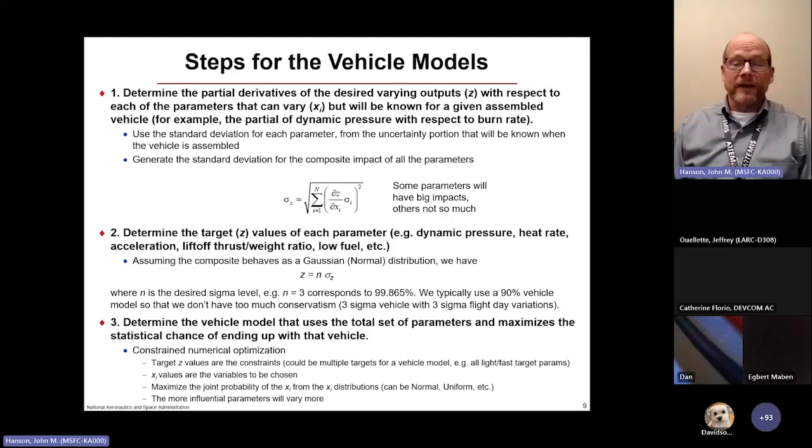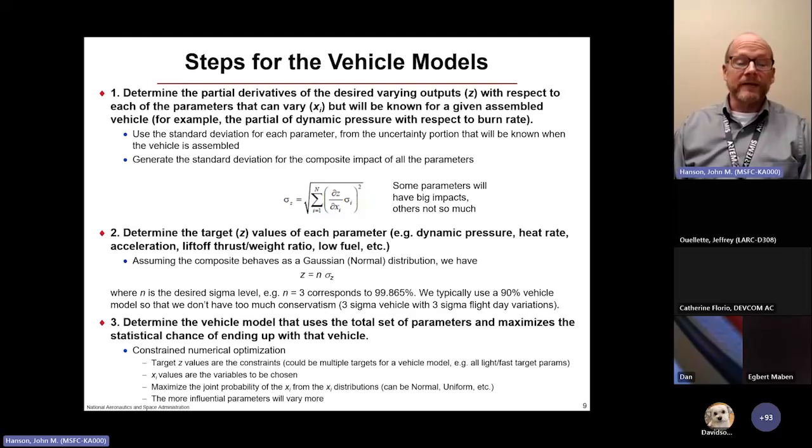So now you've got the target values that you want. And what is the vehicle model that gives you those target values? Well, the way we do it is to maximize the statistical chance of ending up with that particular vehicle. We have more parameters that we can vary than we do target parameters we're trying to hit. In the light fast case on the last slide, there were 4 target parameters, and for the heavy slow there were 3. And we have more than that in terms of our unknowns that we're trying to pick. So we do a constrained numerical optimization to get that answer.